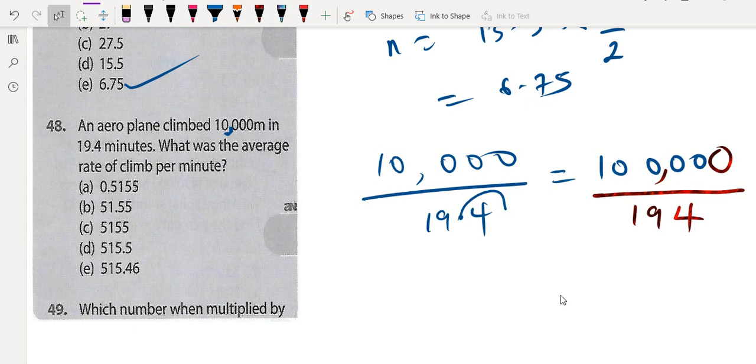Now let me still give you guys another trick. The best way to do this is 19.4 is approximately what? 19 or say 20. 10,000 divided by 20 will give you about 500. So the answer is either this or this. Are you hearing me? Yes. It's about 500. So either of these two. It cannot be 5,000, cannot be 51, cannot be this.